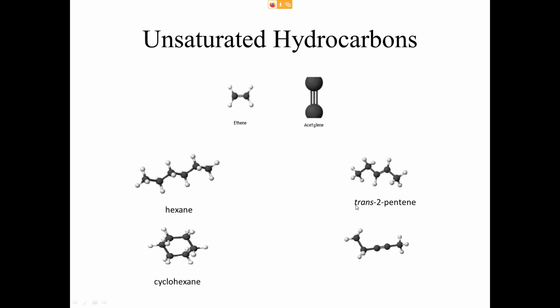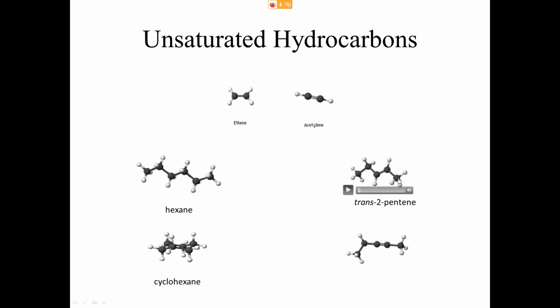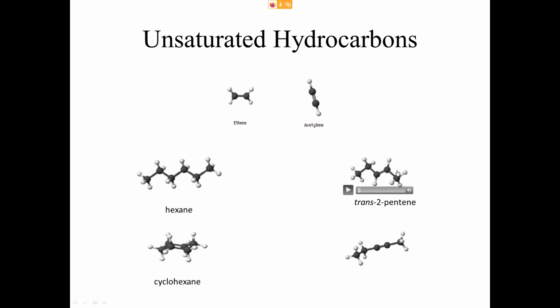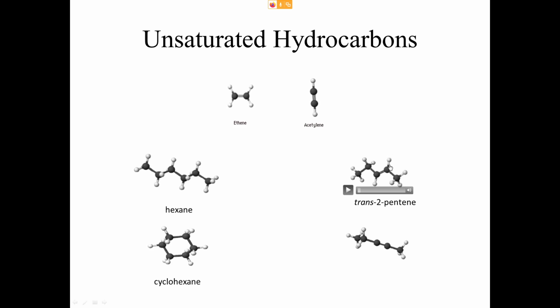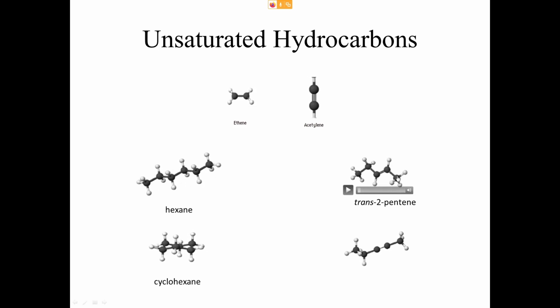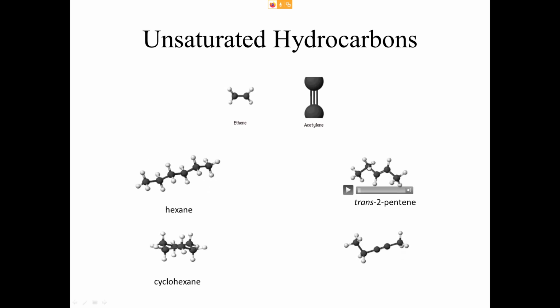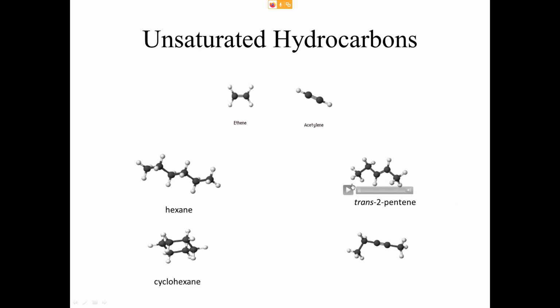And I'm calling it trans because these two, this side and this piece, are on opposite sides of this bond. Right? If this end carbon had been up here where this hydrogen was, instead of out here, because this can't rotate, that would be different. This would have been cis. And we'll talk about that on the next slide.